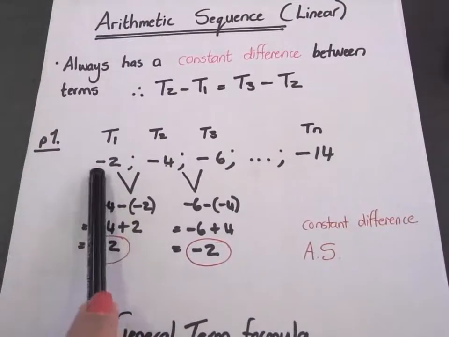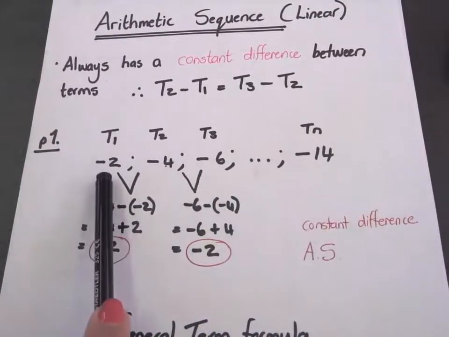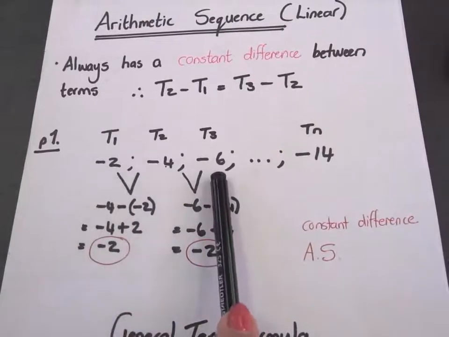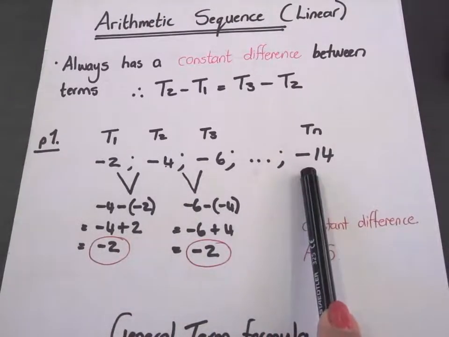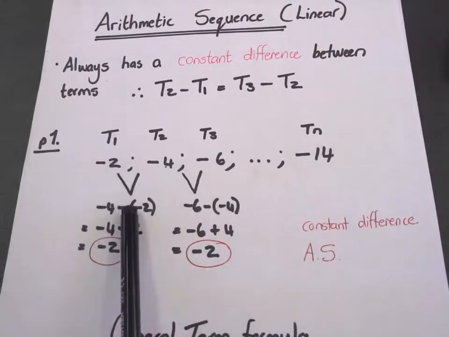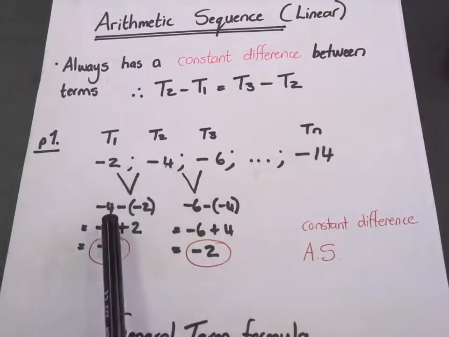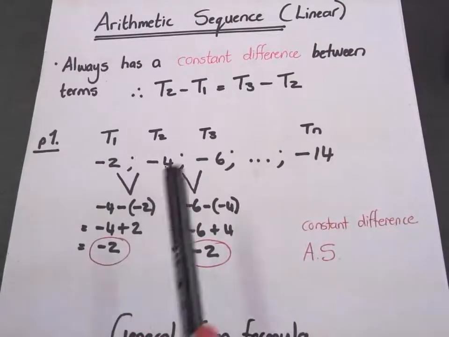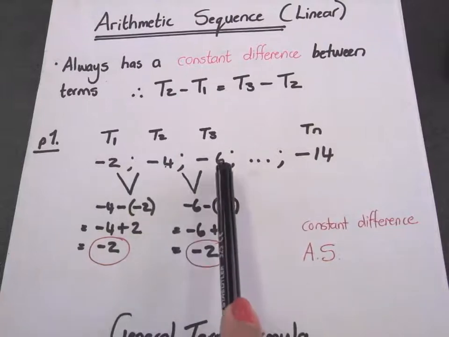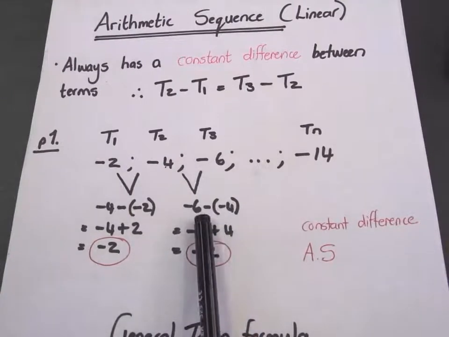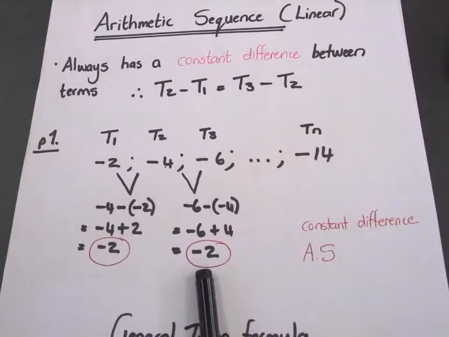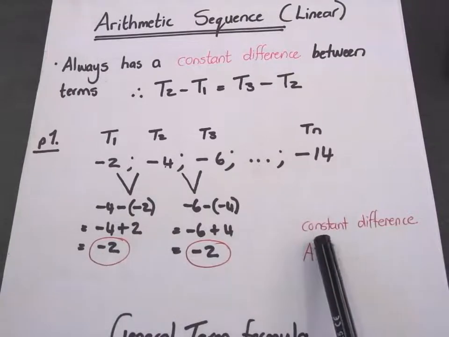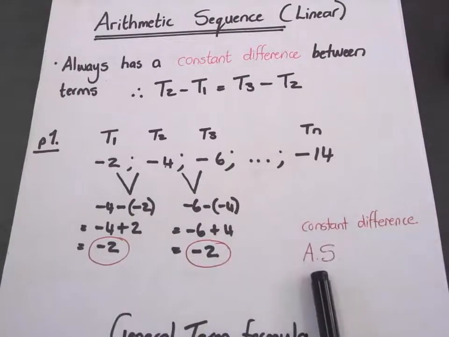Let's look at an example. Say for instance we have a sequence with terms minus 2, minus 4, minus 6 up until minus 14. Then the constant difference will be minus 4 minus minus 2, which will give you negative 2. You should get the same if you take minus 6 minus minus 4, and yes, we also get minus 2. So this means that we have a constant difference, and we're definitely working with an arithmetic sequence.